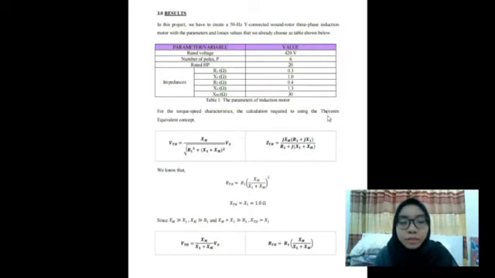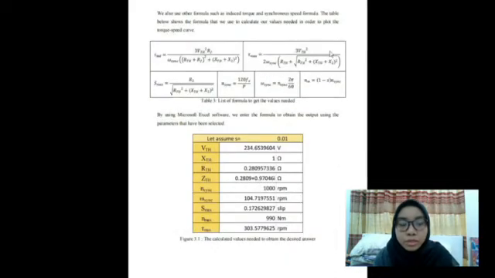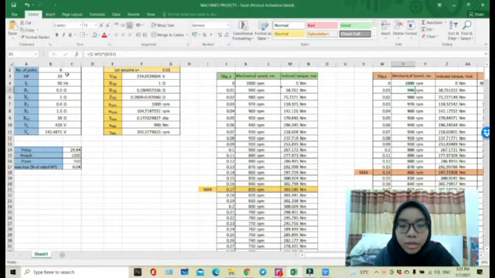For the torque speed characteristic, the calculation requires using the Thevenin equivalent concept. So we use the VTH and ZTH formulas. We also use other formulas such as induced torque and synchronous speed formulas. The table below shows the formulas that we use to calculate the values needed in order to plot the torque speed curve. As you can see, firstly, we have to insert a table for our parameters that we already chose and also the losses values.